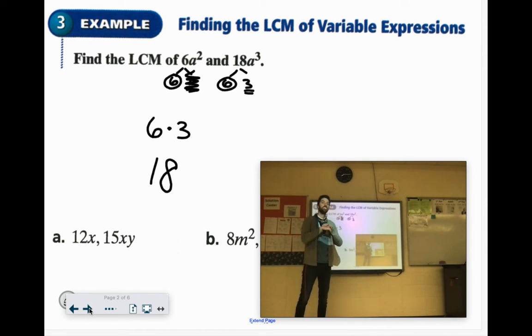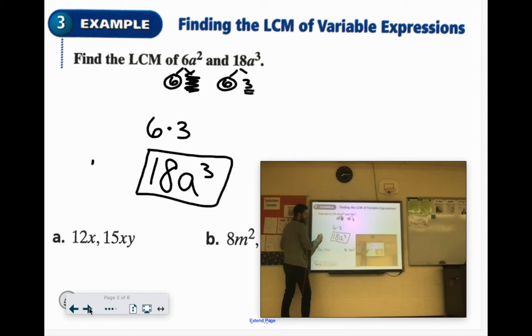So when we did the greatest common factor, we had to go with the lower exponent on the variable. When we're going least common multiple, we go to the top. We go to the highest one. So we would say a to the third. This would be your least common multiple.